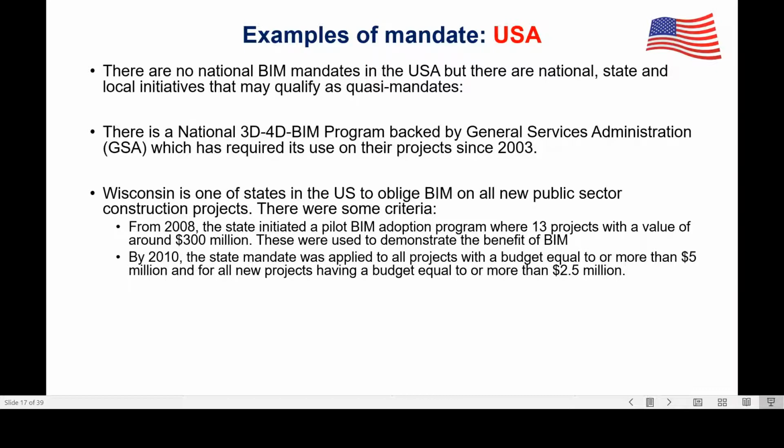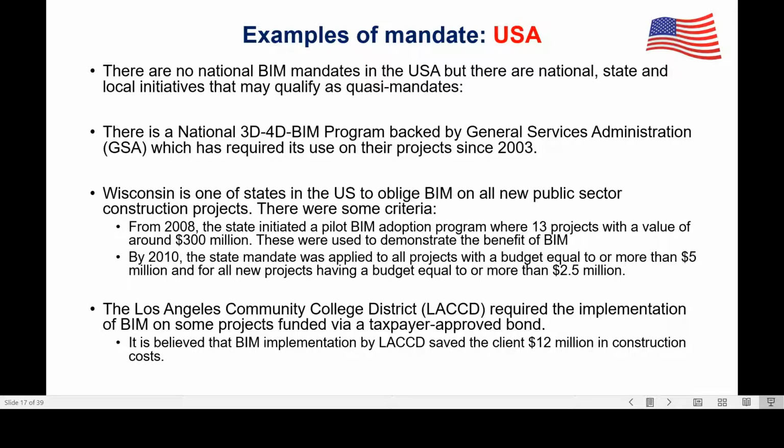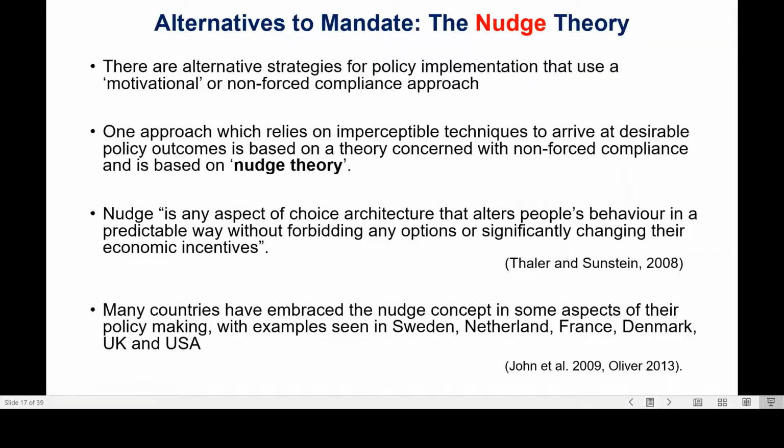The mandate had to apply to projects that were equal to more than $5 million. But if it was a new project, then it has to be $2.5 million and above, then it must use BIM. And in Los Angeles, the community college district required implementation of BIM on specific projects for some schools, I believe, and it's believed that this has saved the client up to $12 million in construction costs, because we know BIM tends to reduce waste and make things faster, with better collaboration, and deliver better value for clients.